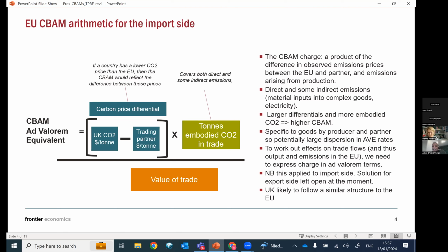And under current CBAM regulations, the emissions that come within the scope of the CBAM are the direct emissions that are emitted as part of the production process, and some indirect emissions, including electricity and material inputs into the production of a good. Some other indirect emissions are excluded. But in sum, the larger the differential between the home, that is the EU or the UK carbon price, and the partner emissions trading price, the larger the levy.